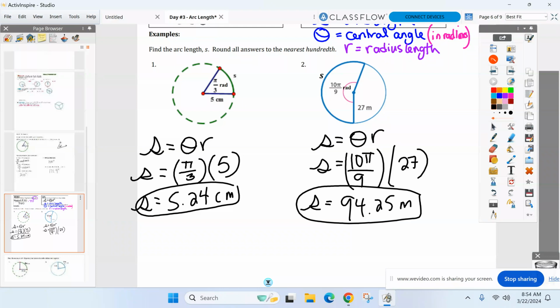Questions? Ask away here. Are we okay on what we're doing? Why I need another formula? Because sometimes the angle's in radians, and I can't use the formula from yesterday if it's in radians. I got to use this S equals theta R if my angle's in radians. All right, here we go.